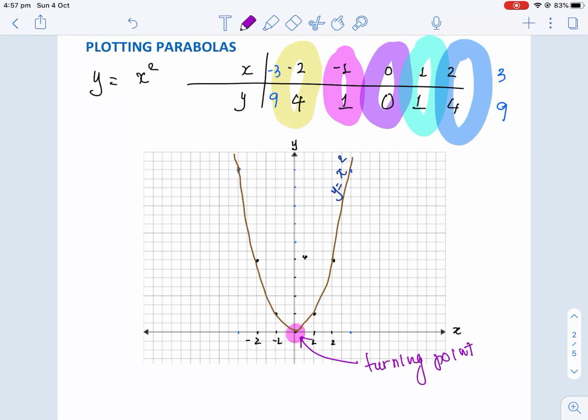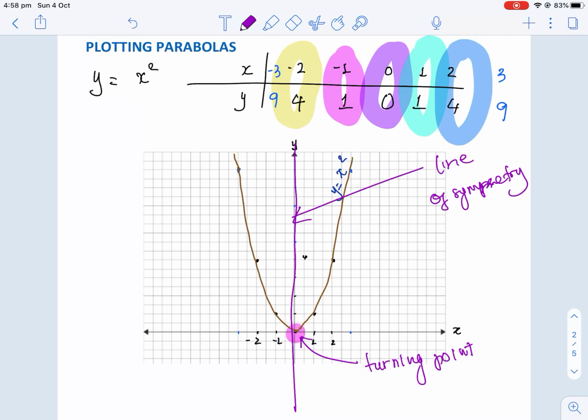We will learn about that later on. And this one, the line that goes through the turning point and divides the parabola into exactly two same parts, this one and this one, we call this line the line of symmetry.